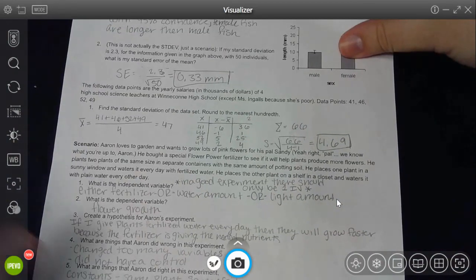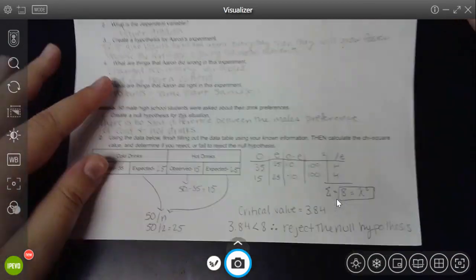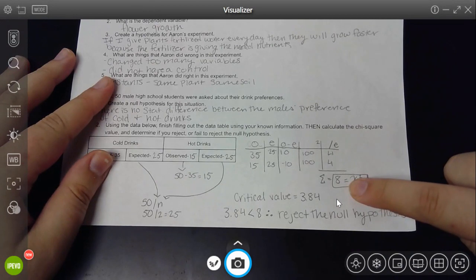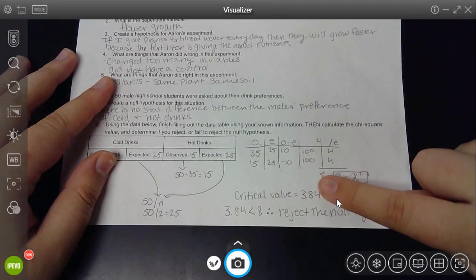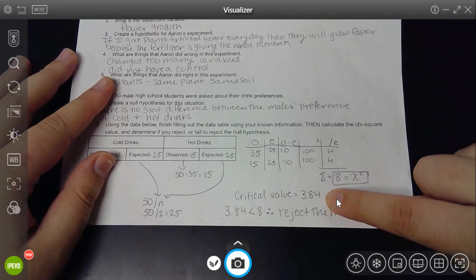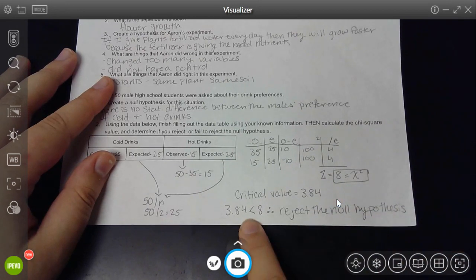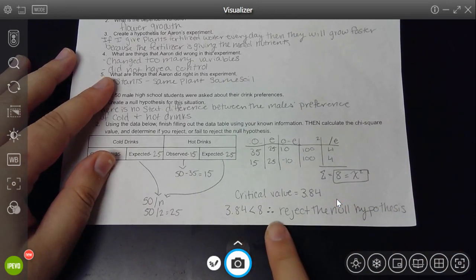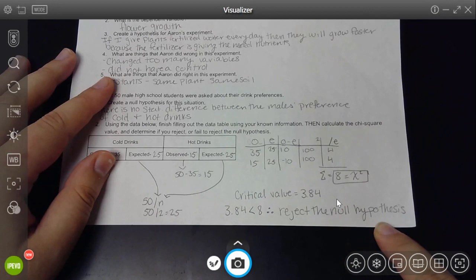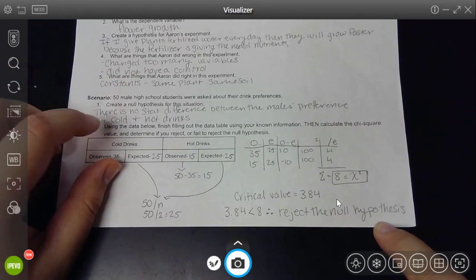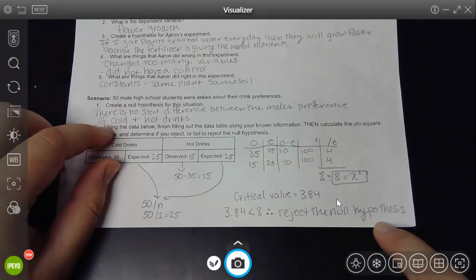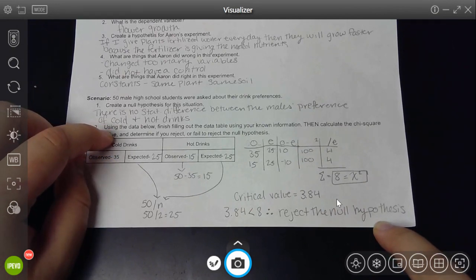From there, we go back and look at our chi-squared value. Our chi-squared value is 8. Our critical value is 3.84. Because 8 is bigger than 3.84, therefore we reject the null hypothesis. So we reject the null hypothesis that there is no statistical difference between the males' preference of hot and cold drinks.